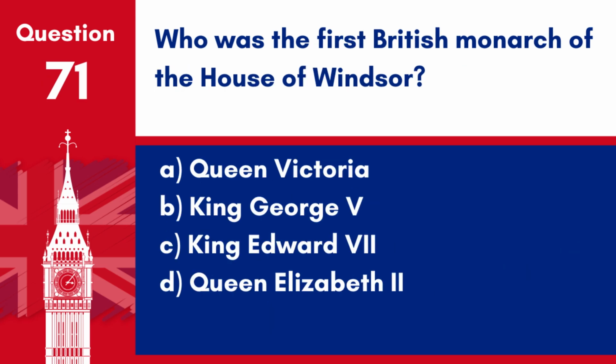Question 71. Who was the first British monarch of the House of Windsor? A. Queen Victoria. B. King George V. C. King Edward VII. D. Queen Elizabeth II.